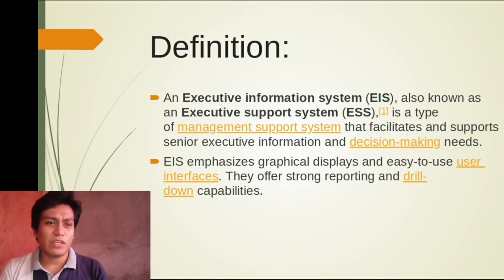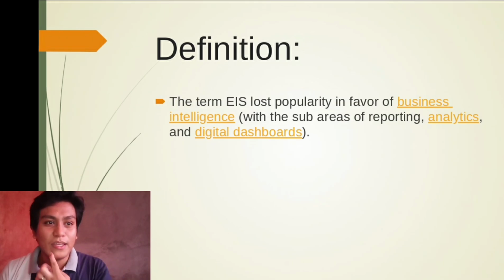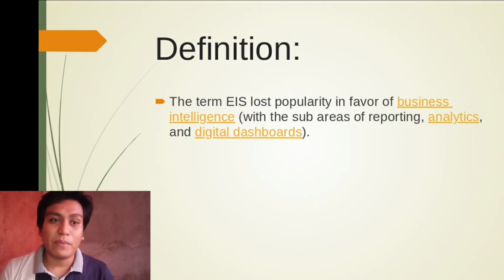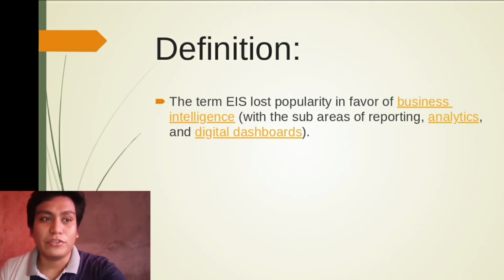Definition: an executive information system, also known as an executive support system, is a type of management support system that facilitates and supports senior executive information and decision-making needs. So it is a relative of the decision support system. EIS emphasizes graphical displays and easy-to-use user interfaces. They offer stronger reporting and drill-down capabilities. The term EIS lost popularity in favor of business intelligence, with the sub-areas of reporting, analytics, and digital dashboards.